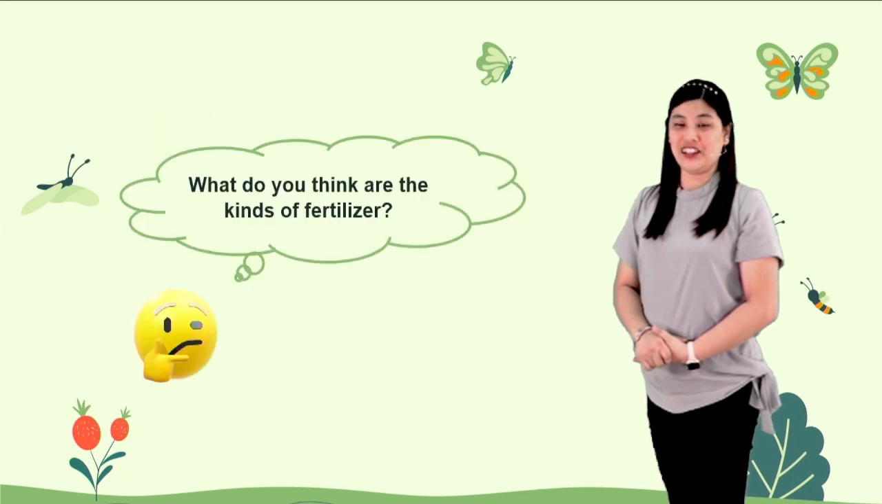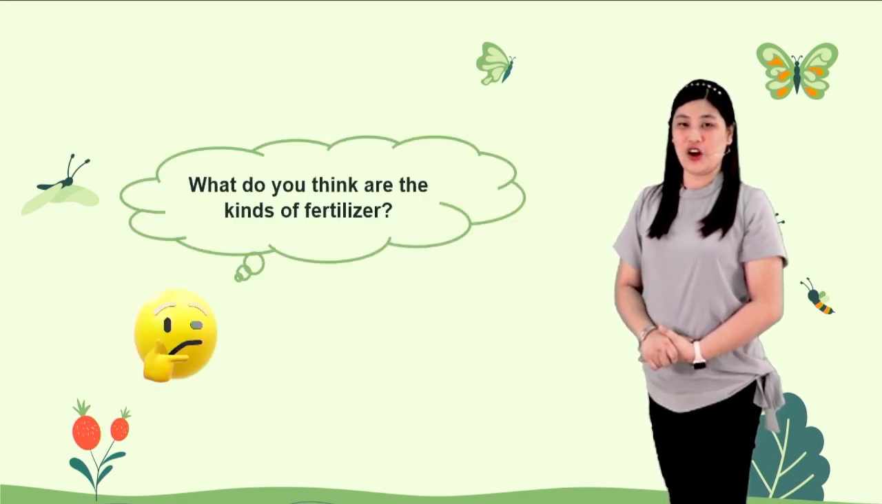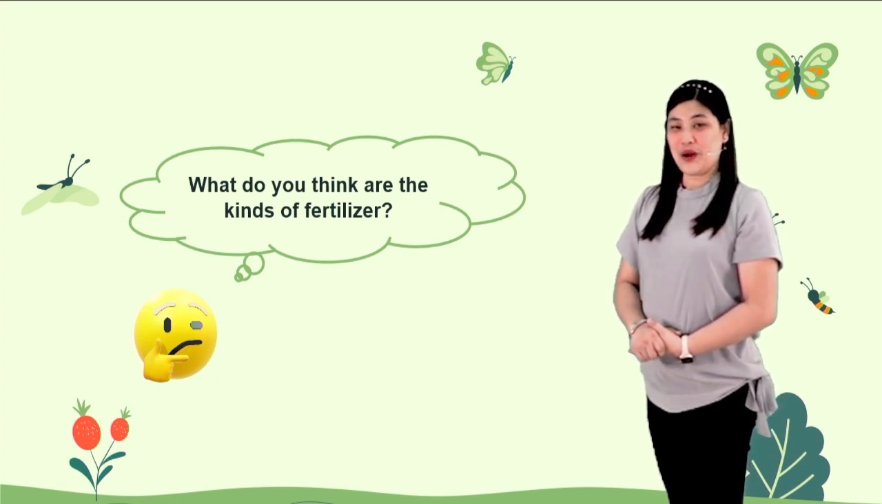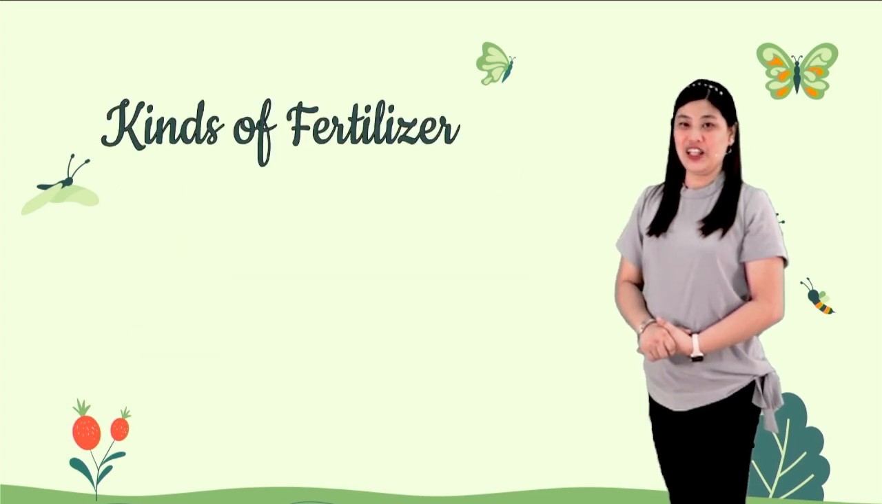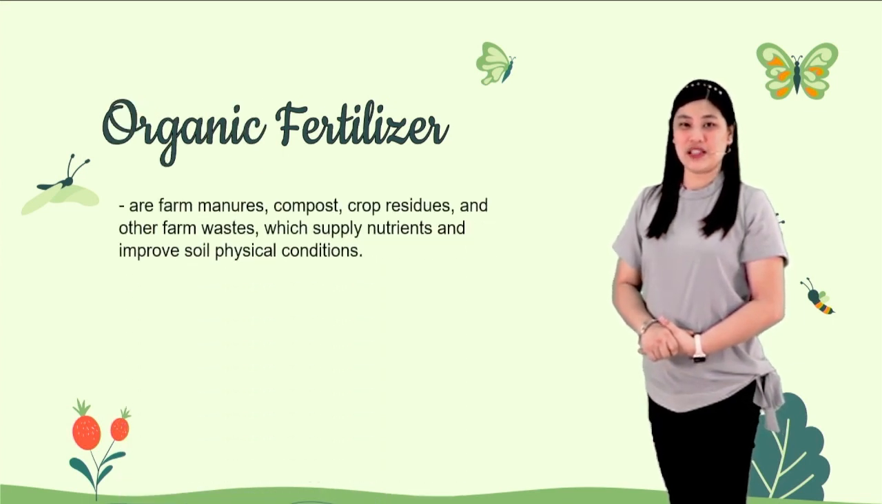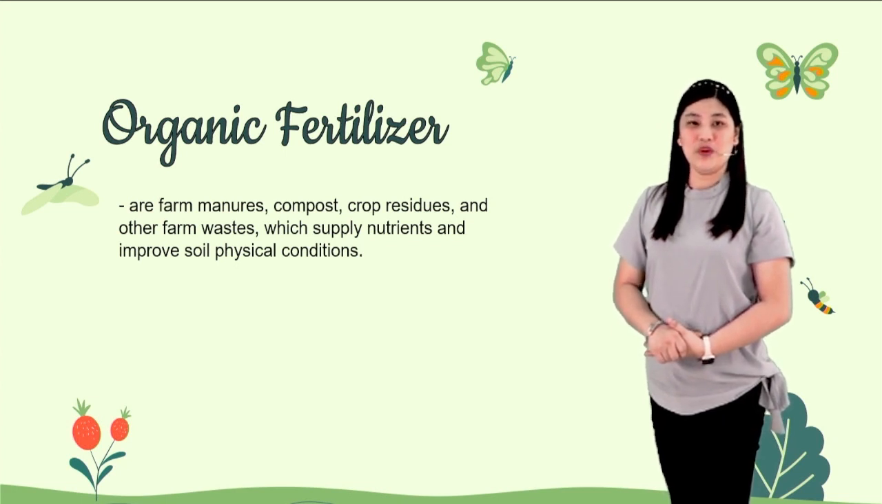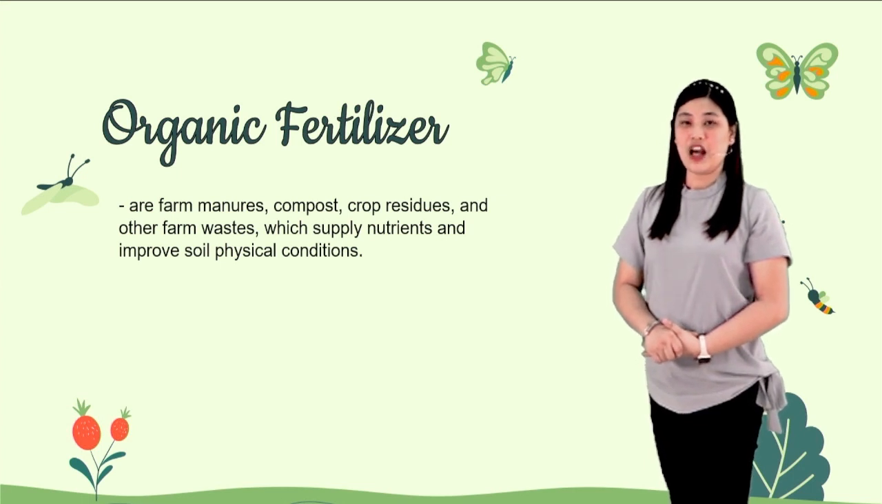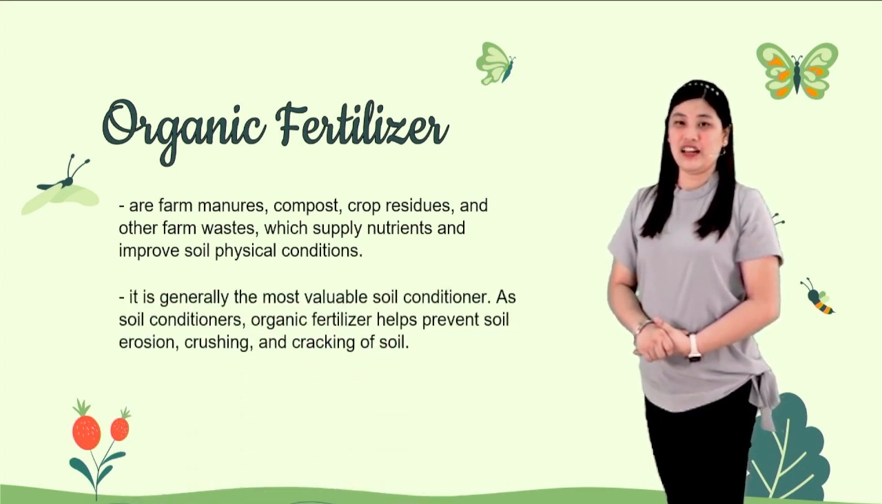What do you think are the kinds of fertilizer? Type your answer on the comment section. Precisely, organic and inorganic are the two kinds of fertilizer. Organic fertilizers are farm manures, compost, crop residues, and other farm waste which supply nutrients and improve soil physical conditions. Organic fertilizer is generally the most valuable soil conditioner.